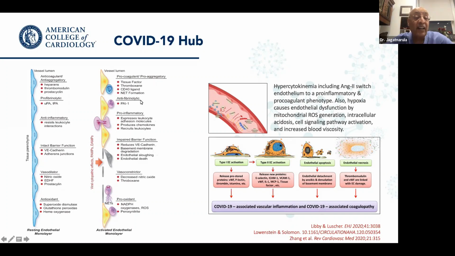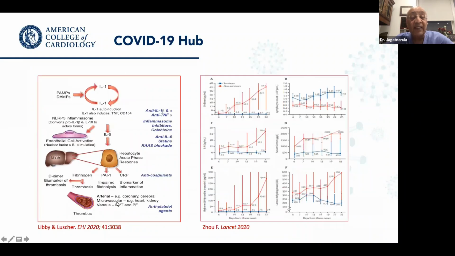It will be anti-fibrinolytic. It will be pro-inflammatory. The barrier function is impaired, and instead of vasodilatation, it would lead to vasoconstriction, and it would be a pro-oxidant effect, as also the neutrophils are coming along, and they will result in the release of DNA and setting up the neutrophil extracellular traps in these cases.